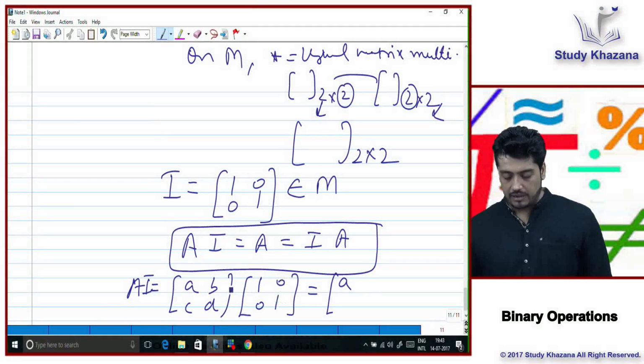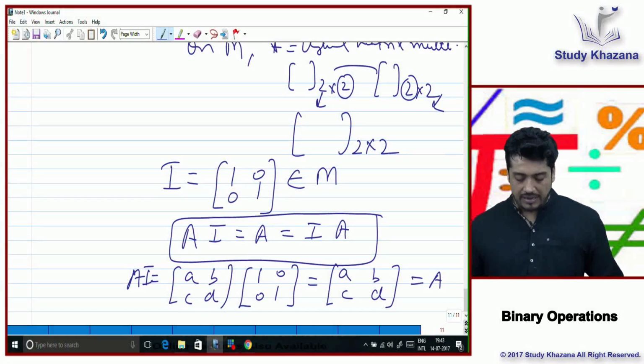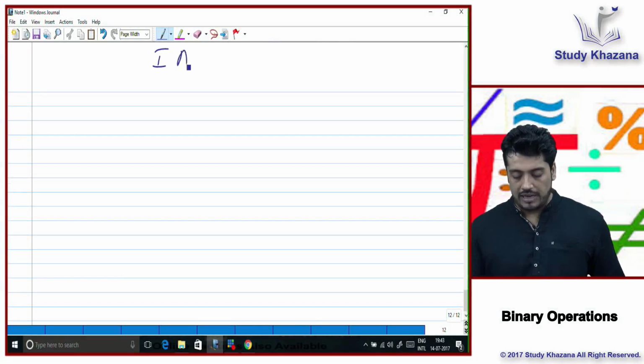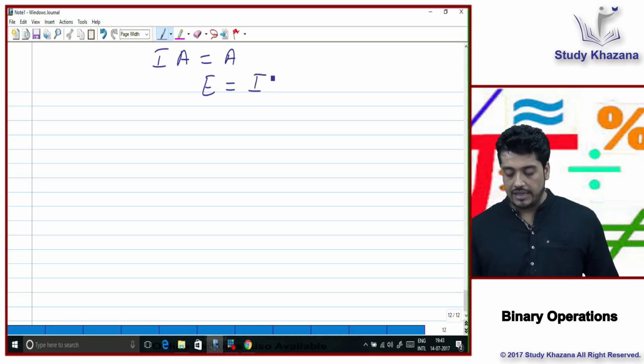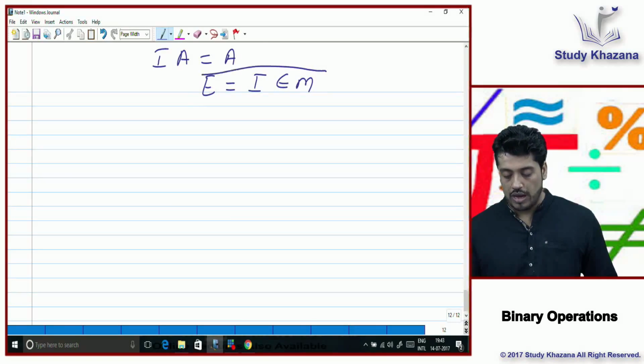Now this row will be multiplied with this column: A into 0 plus B into 1. Similarly, C into 1 plus D into 0, and C into 0 plus D into 1. So what I observe is that AI is the same as A, which is equal to ABCD. Similarly, you can prove that IA is also A. Therefore, what I observed is that E is the identity matrix which belongs to M.